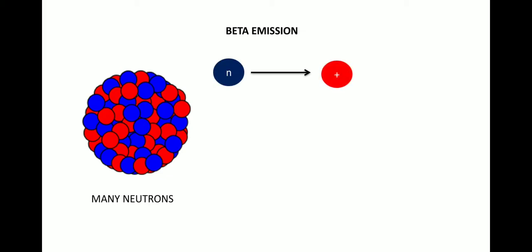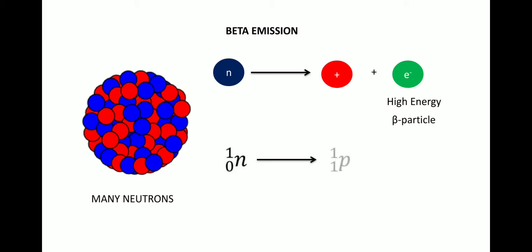Next, beta emission. In elements with more neutrons than protons, a neutron will disintegrate, forming a proton and an electron. This electron will have very high energy and be a fast moving electron. These fast moving, high energy electrons are called beta particles. So a neutron will disintegrate into a proton and an electron, and this electron will have a negative charge.